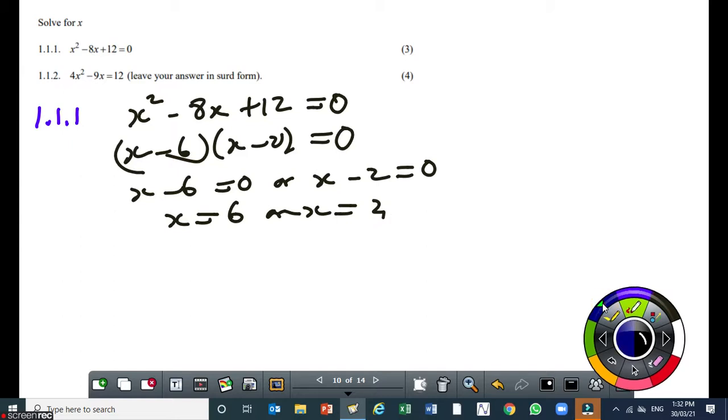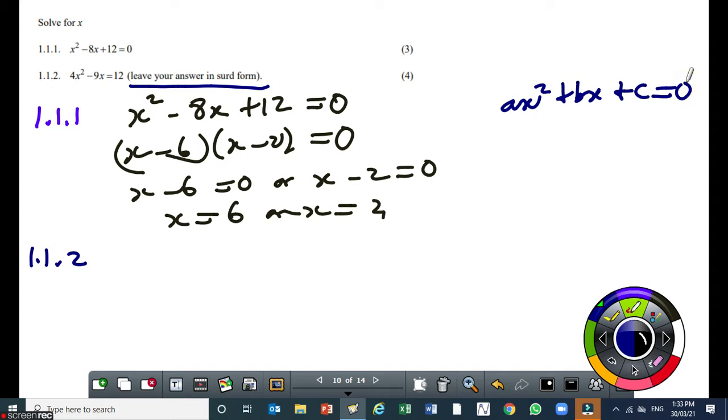Right? Then the second one, okay? The second one, it gives you an instruction that leave your answer in surd form. Now, there are two ways of doing that question. Either you can use the method of completing the square, which is a problem to most learners, or you can just use the quadratic formula. My suggestion, use the quadratic formula. You never go wrong there. But before you use the quadratic formula, check if the equation is of the form ax squared plus bx plus c equal to 0.